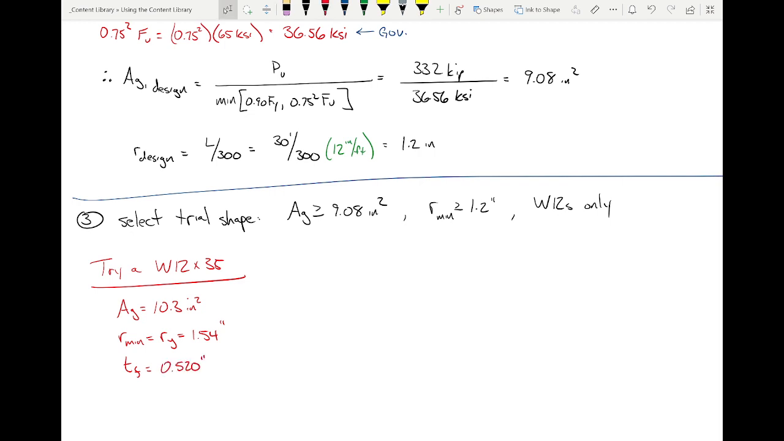Now I'm curious, can anybody look into the crystal ball and see there's 2 more properties that we're going to need for this shape? bf and d, right? Because we need that for the shear lag factor. We need the bf and d. So what is bf for W12x35? And d? All right.